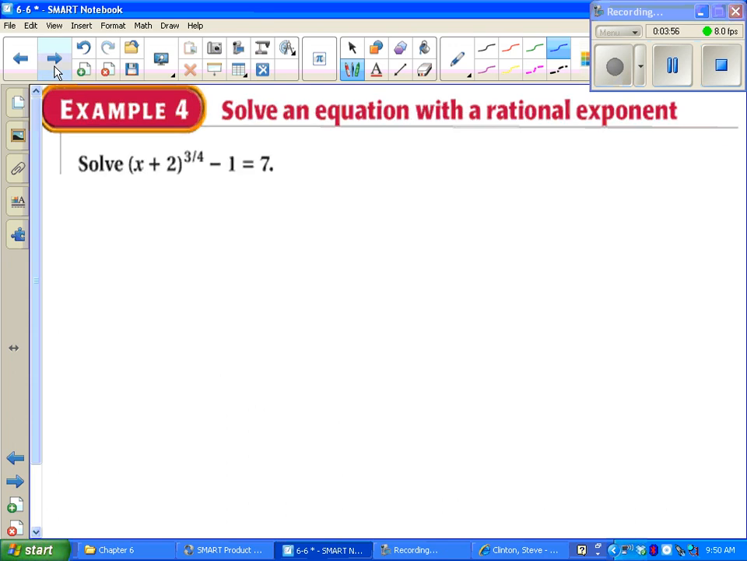Same idea kind of on example 4. We see that 3/4. The first thing that should maybe enter your mind is that we're going to have to raise this to the 4/3 power. But there is something you should do before you raise both sides to the 4/3 power. Try to figure out what that is, and then go through and do the whole problem and check in with my steps, see if you get the same answer.